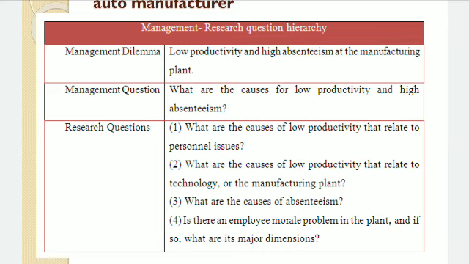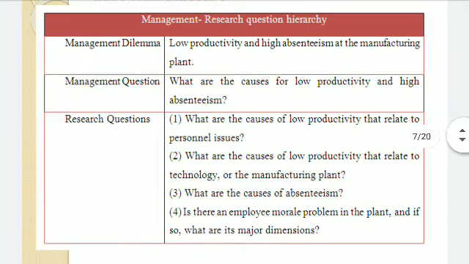You can ask any operations manager, and he will say that in our organization, low productivity and high absenteeism of the laborers are a problem for us. So what is the management question? What are the causes of low productivity and what are the causes of high absenteeism? This is your management question. So you identified the management dilemma, then you convert the management dilemma into management questions. Now students are going to prepare the research questions.